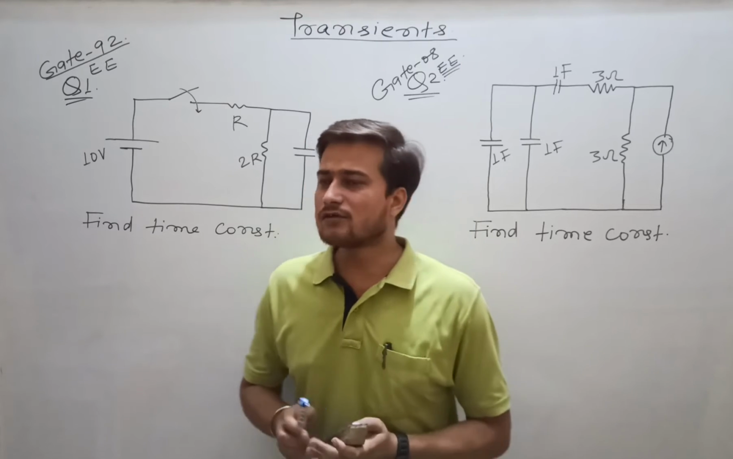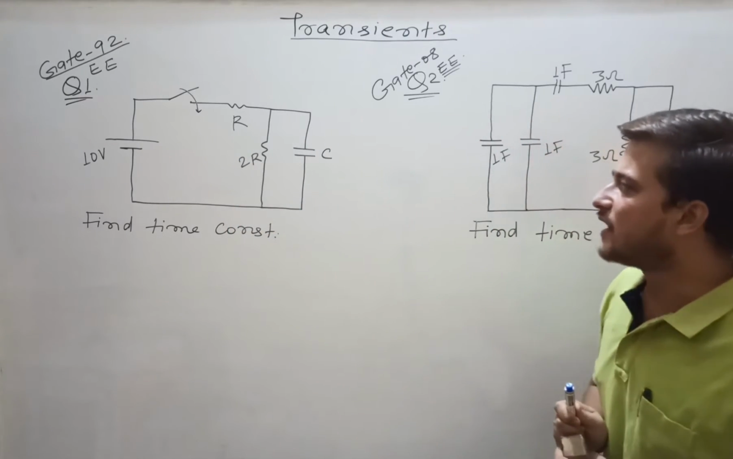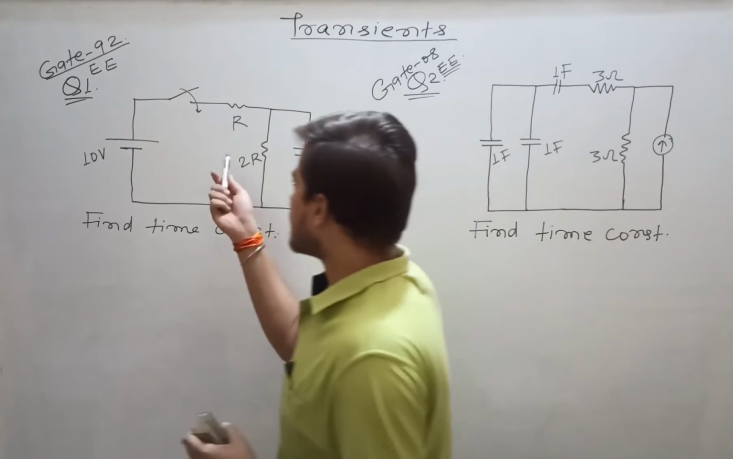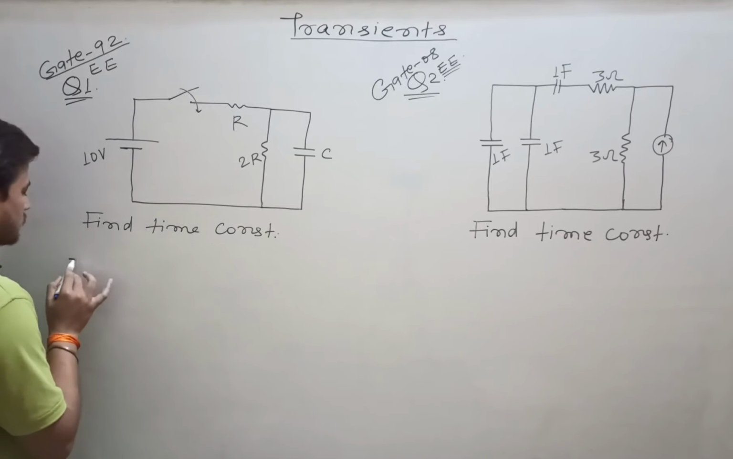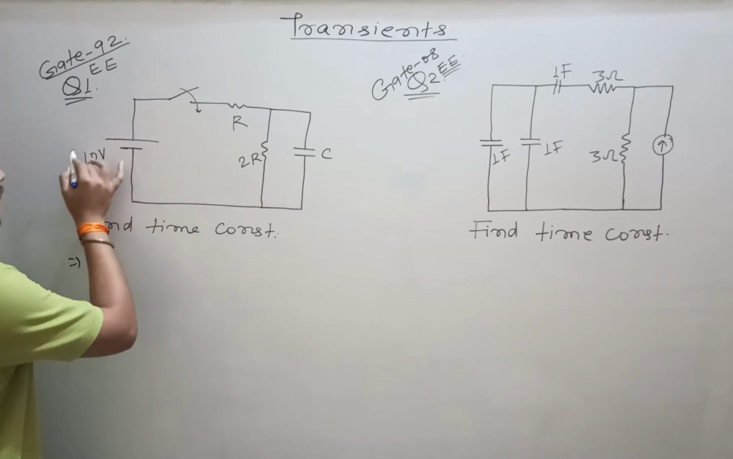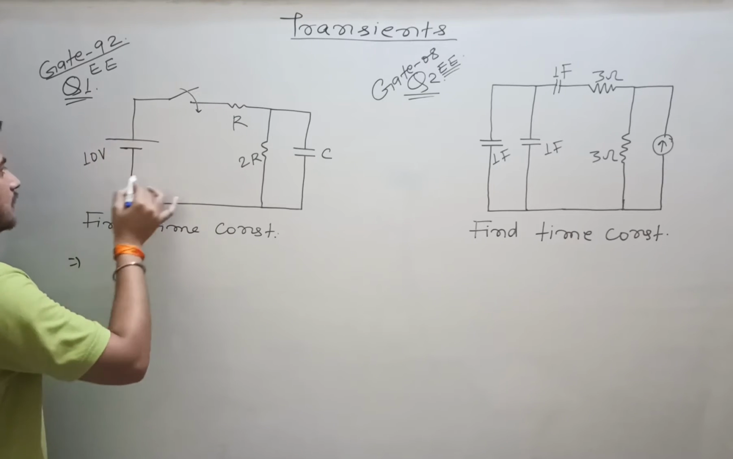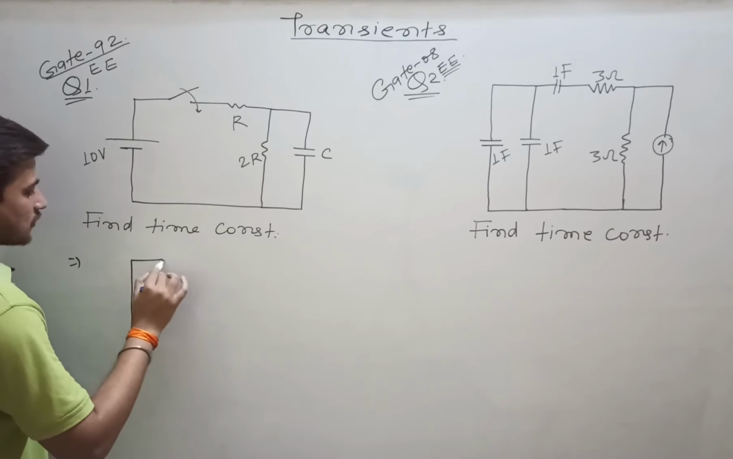So let's start with first question. It was asked in GATE 1992 electrical engineering. Circuit is given. They are asking you to find time constant. So let us see how to find time constant. What is the rule? We have to deactivate the independent source. So voltage source will be replaced by short circuit.